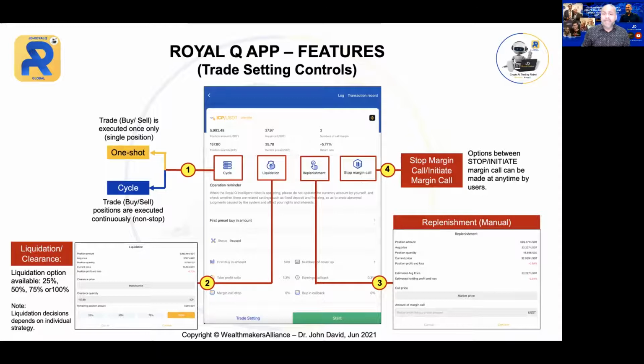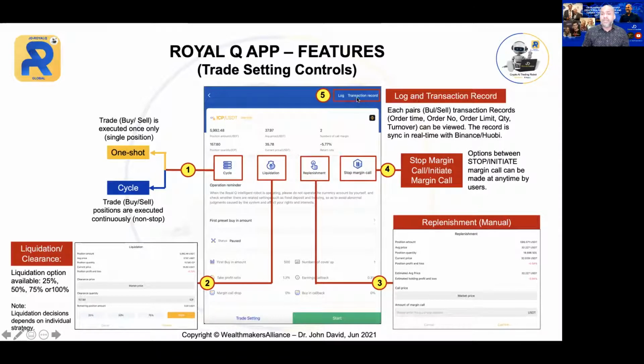All right, and then the other feature is the log and transaction record. So this is where you can actually look into all the transaction records in real time. The order time, the order number, order limit, everything you can actually look into. Now, this information was fed directly from Binance. So Binance is feeding this information through the API integration.